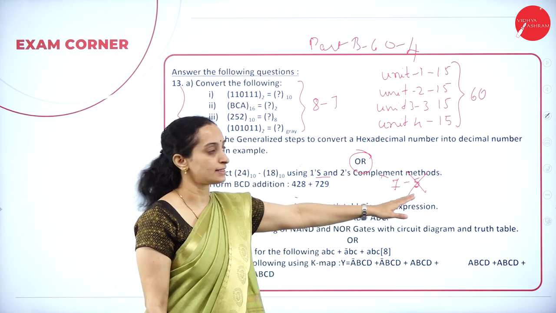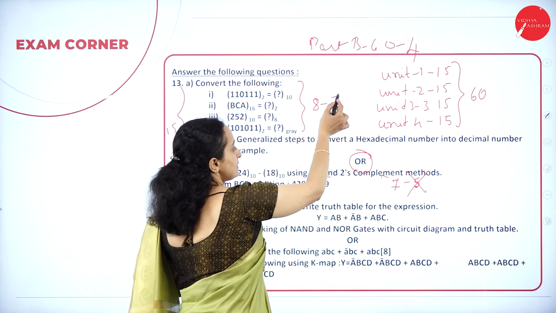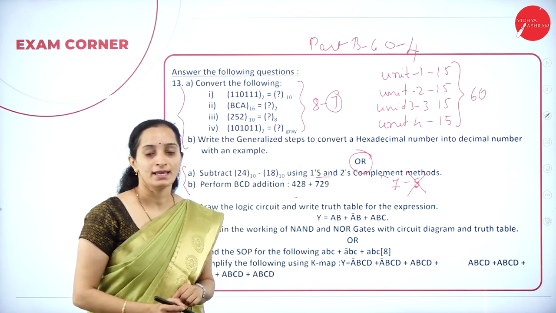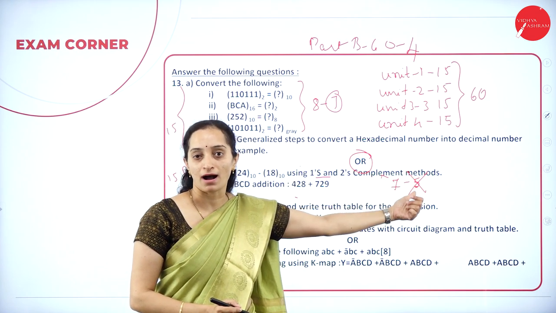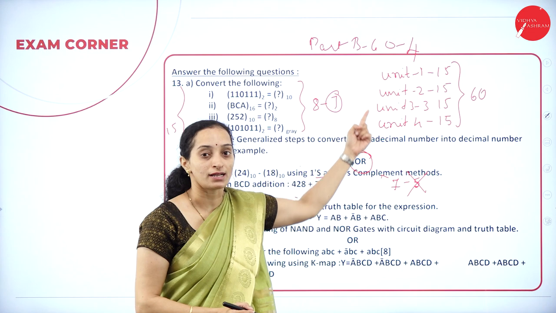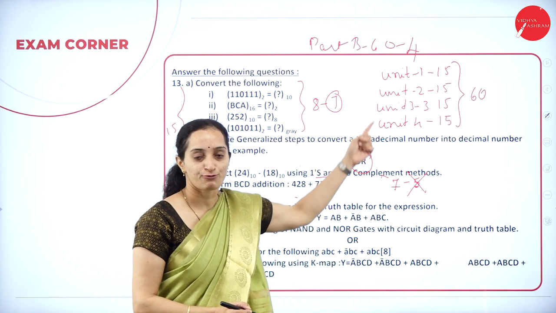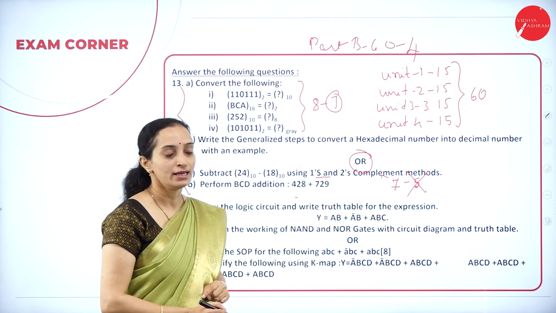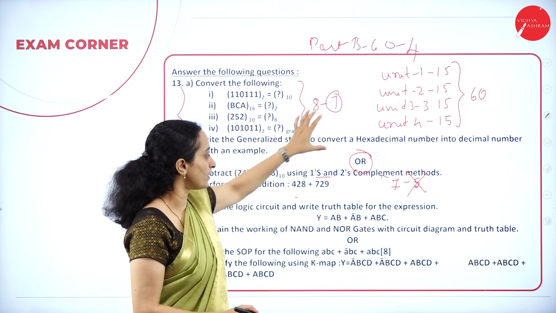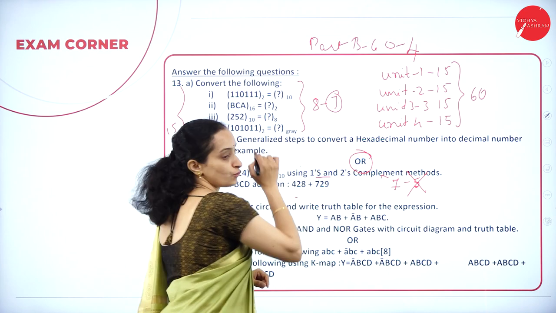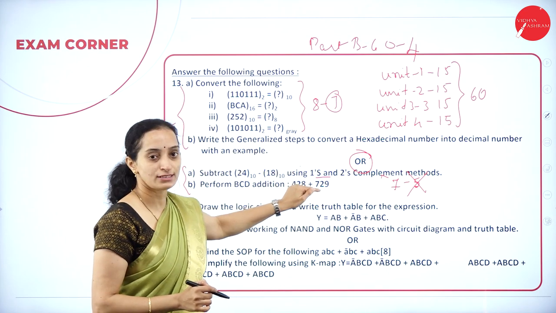They'll not consider this mark. Only these 7 marks will be considered. That means you have lost your 5 marks because you have chosen different questions from 2 sets. Okay, you will get full marks only if you attend these 2 questions or these 2.